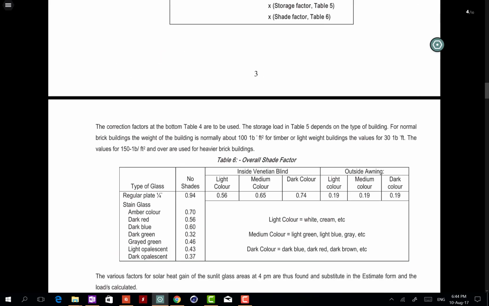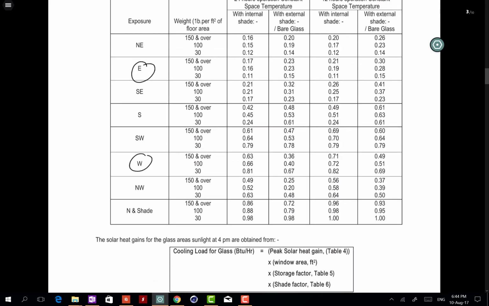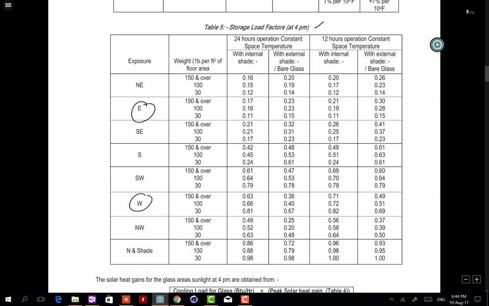So we go back to table 5. Okay, so the storage load factor is based on 60 pound per square feet, but the value here only has 30, 100 and 150. So we need to take higher than 60 if there is no 60 pound per square feet. Okay, so the value should be 100. Okay, this one also 100. So we need to choose between 24 hours or 12 hours. So in our case, we use the 12 hours operation constant.